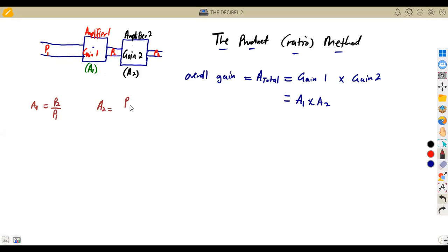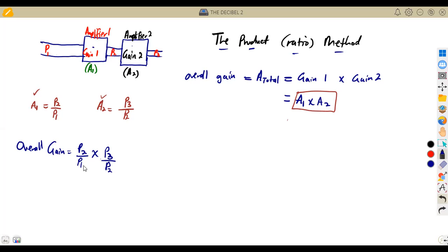So we are going to have this as P3 over P2. So having this here, representing A1 and A2, meaning we can rewrite our overall gain, the one that we have here, in terms of power. So we can simply say our overall gain is equivalent to the product of A1 and A2, and A1 is equal to P2 over P1. That's our A1 in this case. A2 is P3 over P2. So you're going to have P3 over P2, which is the power in this case.